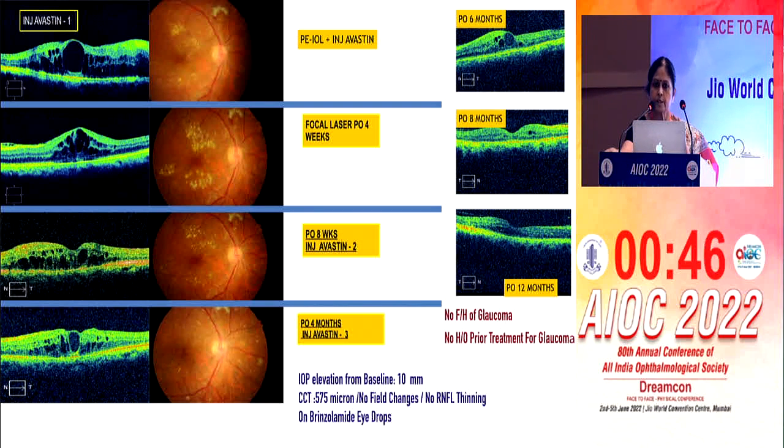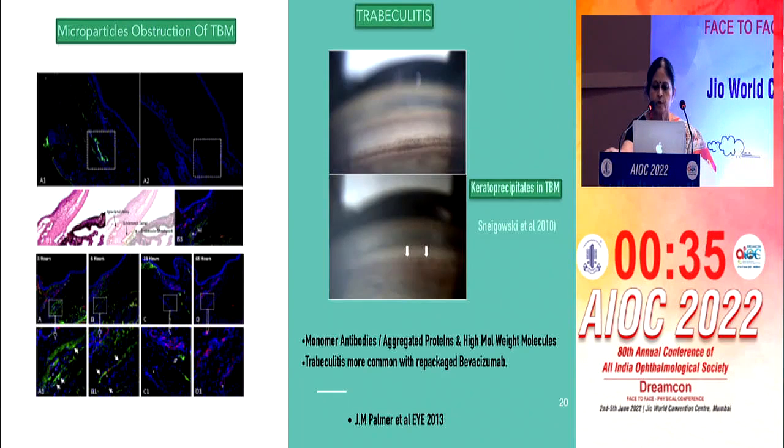We just put him on brinzolamide eye drops in the hope that his pressure would come down further, and also giving topical carbonic anhydrase inhibitors may contribute to resolution of his macular edema. So he did well with that. Let us look at the mechanisms which are responsible. The most important mechanism is the microparticle obstruction of the trabecular meshwork and trabeculitis.